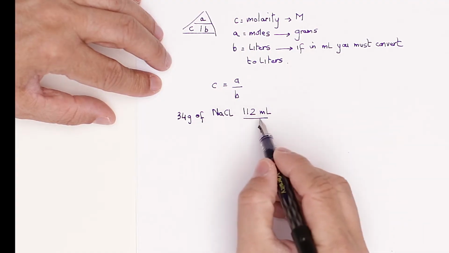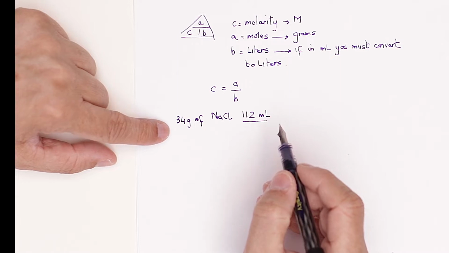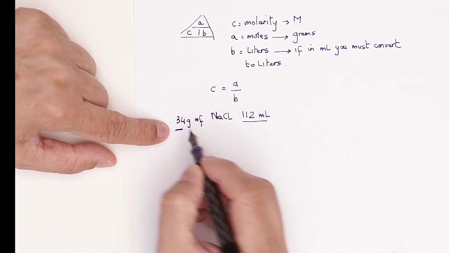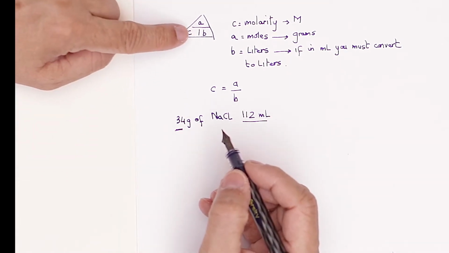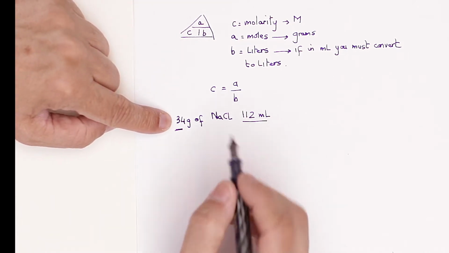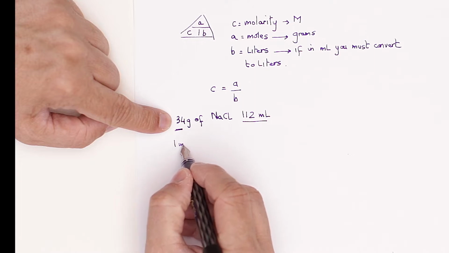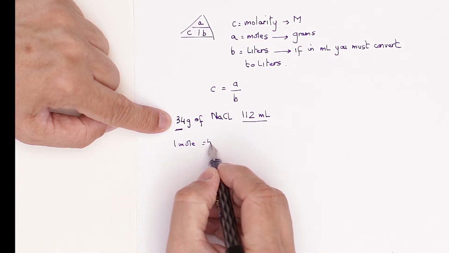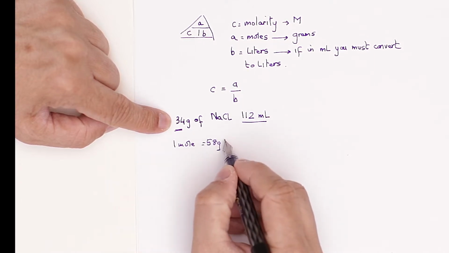So here goes. That's the question. 34 grams. We don't have anything in grams in the CAB formula, but we can convert 34 grams to moles. That's important. So 1 mole is equal to 58 grams of sodium chloride.